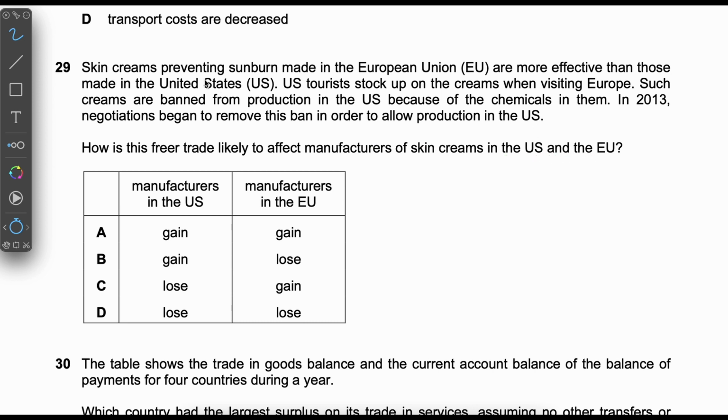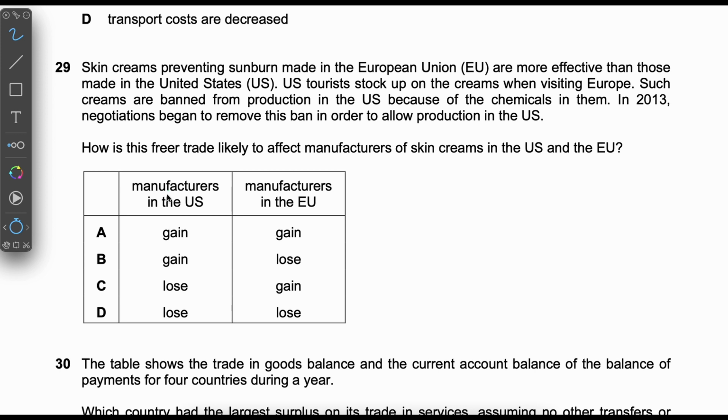Okay. This is something that you will have to read carefully. It has to do with your English ability as well as your economic ability, but just make sure that you've read this fully. Okay, if they remove this ban, it will essentially mean that the US manufacturers will be allowed now to produce these sun creams. Okay, so the US manufacturers will now be able to sell those creams to the people who are demanding them.